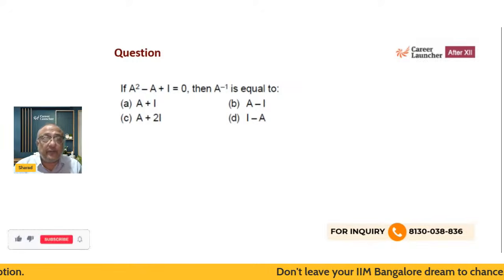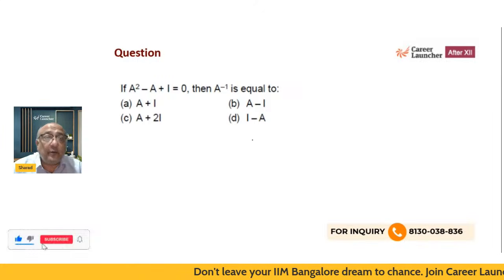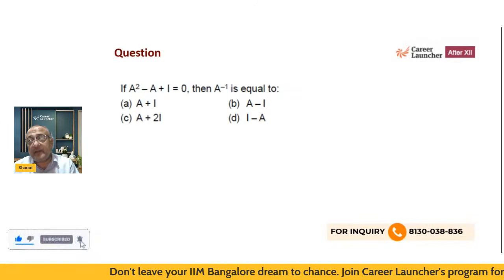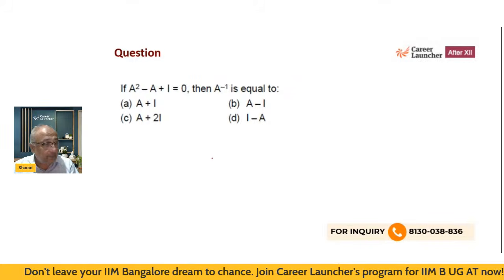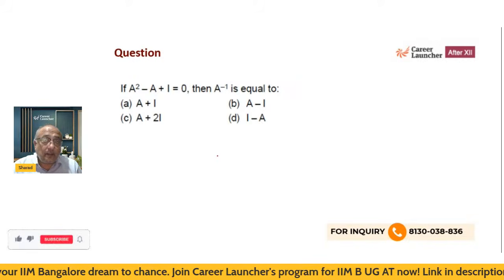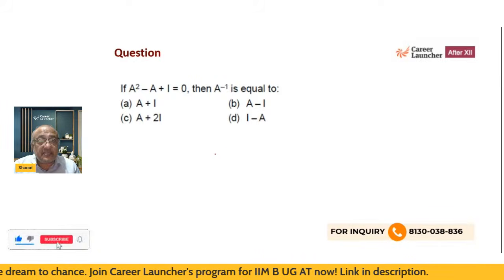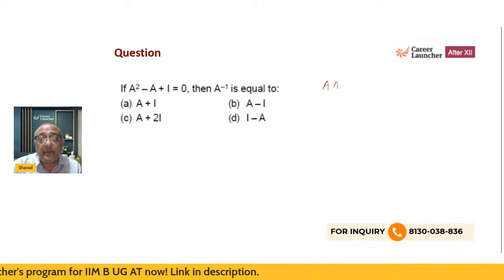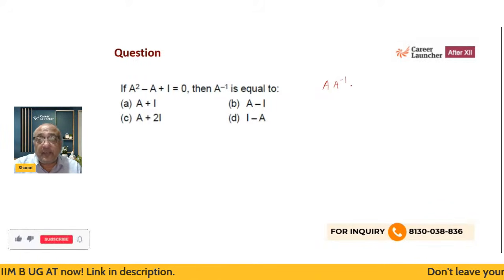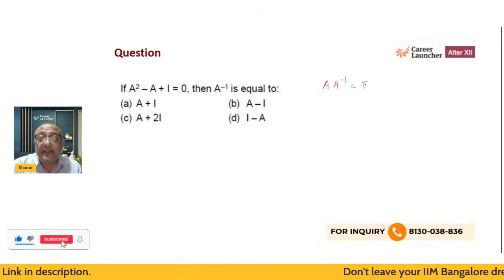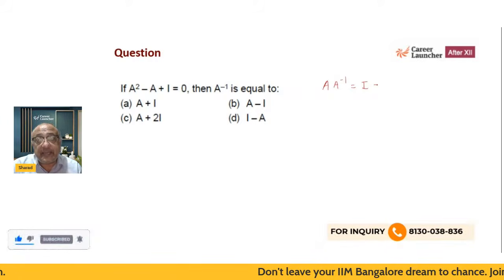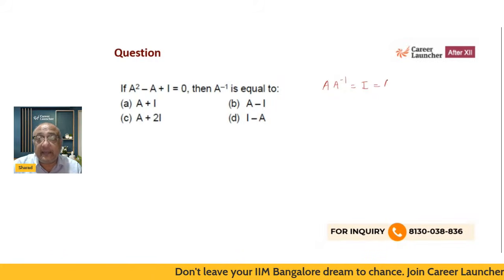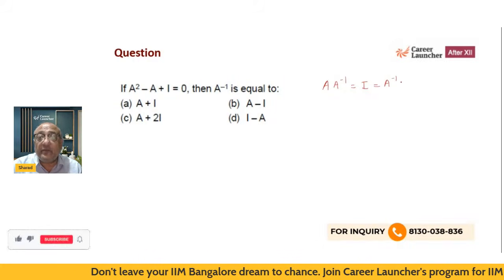What do we have over here? Now we are talking about inverse. So we are now shifting the concept from transpose to inverse. What is an inverse? This I have to remember. A A inverse is equal to identity matrix of the same order as A is, and this is equal to A inverse A.